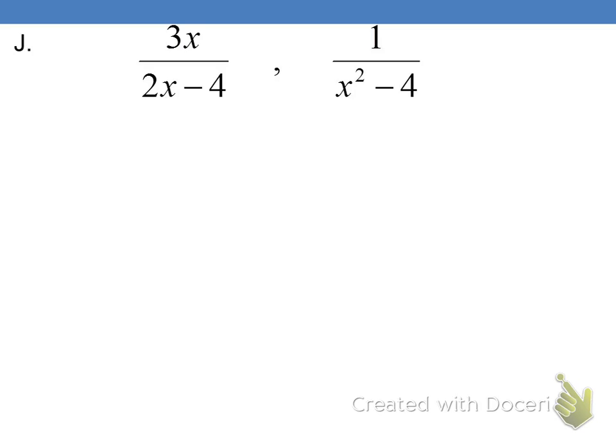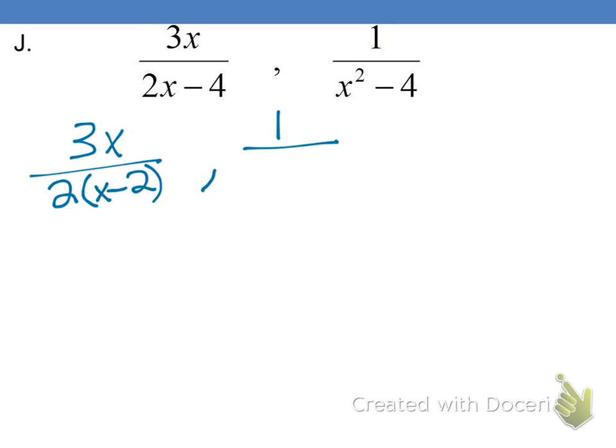All right, final example of the week. That feels nice. All right, let's rewrite these factored. So I have 3x over, how would I write that factored? Take a 2 out, which would leave us with x minus 2. How can I factor the second expression? It's a difference of squares. So I have an x minus 2 and an x plus 2.